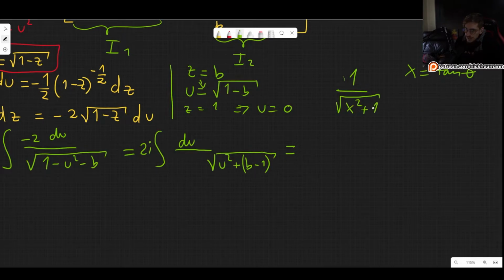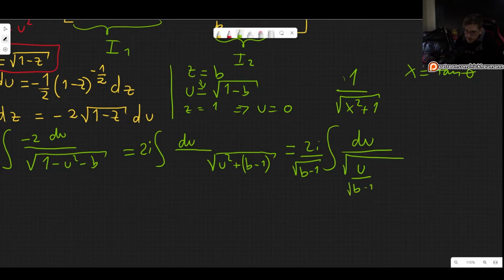So we want to get to something like this. So we need to factor out this b minus 1. So we integrate du, and now we have to factor out the square root of b minus 1. Why the square root? Because what we want to have is u divided by the square root of b minus 1 and all of this squared, right? Because we will have x squared, so simply x is going to be u over the square root of b minus 1. And then we have plus 1.